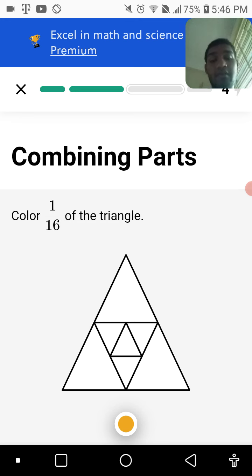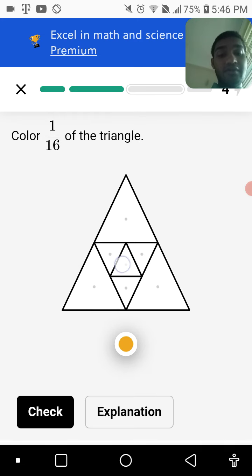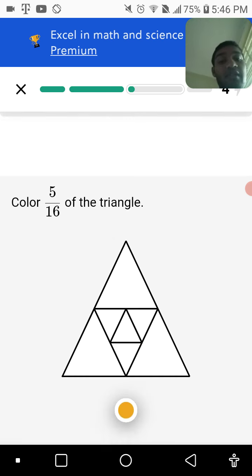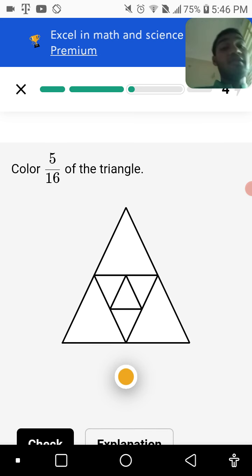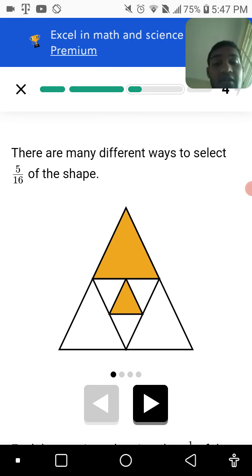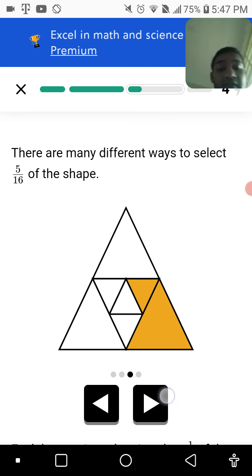Combining parts. 1 by 16 of the triangles. As we went through the last one, this is also the same, just that one was in a square and this is in a triangle. 5 of the triangle. Here that means 4, and 1 here, that means 5. There are many different ways to select 5.